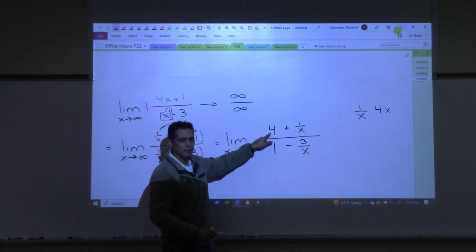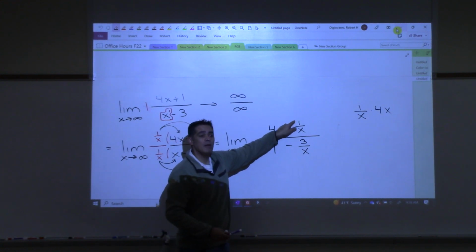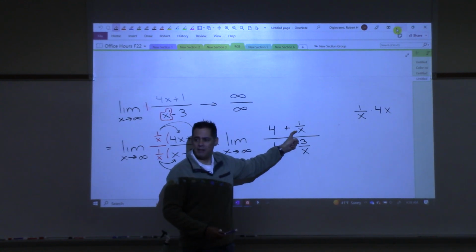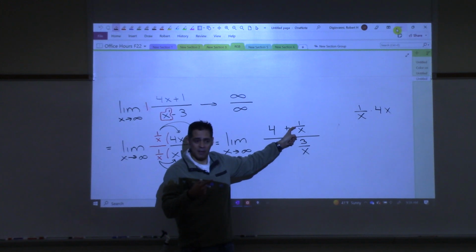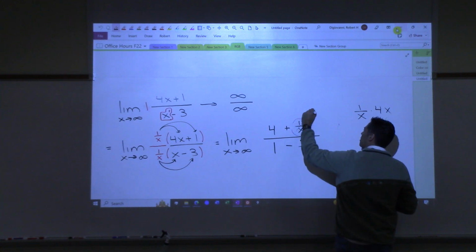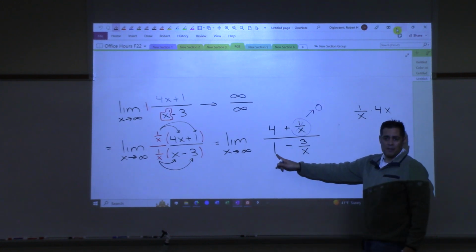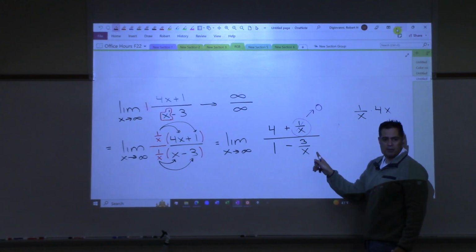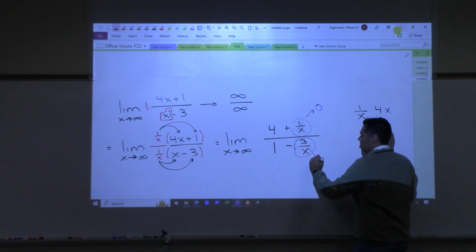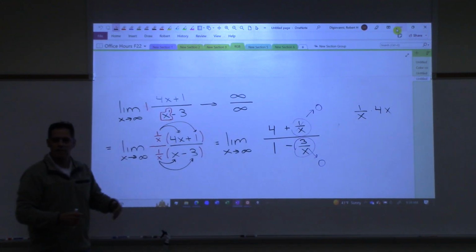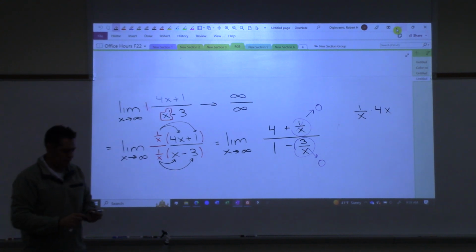That's just what? 4 plus, what's 1 over infinity become? 0, right? That's a fixed number over infinity, isn't it? A fixed number 1 over something that gets infinitely big, so that goes to 0. So when I take this limit, this thing right here is going to head to 0. This right here is 1, right? Minus, and then 3 over infinity. Isn't that a fixed number over infinity? What does that go to? 0, right? So what am I left with? 4 over 1. So your answer is 4, right?